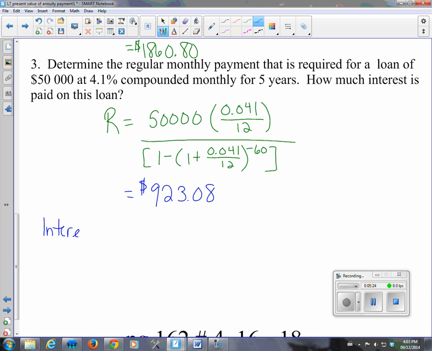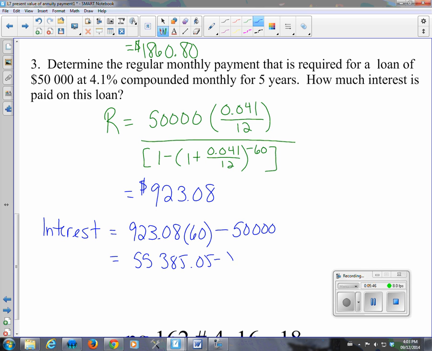So our interest: we're paying $923.08 every month for 5 years. So that's 60 times. Take away the $50,000 that was borrowed. So that would be 55,384.80. So we would be paying $5,384.80 in interest only.